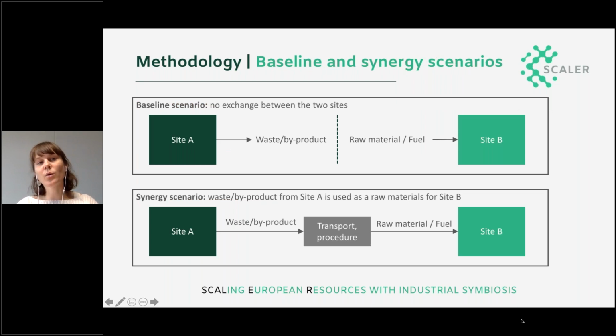So we consider a baseline scenario as no exchange between two sites. For example, site A may produce a waste or byproduct, and site B might need a certain raw material or fuel, but there is no exchange between these two sites. This is our baseline scenario. The synergy scenario is where there is exchange between these two sites, where the waste or byproduct from site A is then used as a raw material or fuel for site B. And going from site A to site B, there might be transport, or a certain procedure or technology that needs to be done before it is appropriate for site B, which is what João just described in the previous slides.